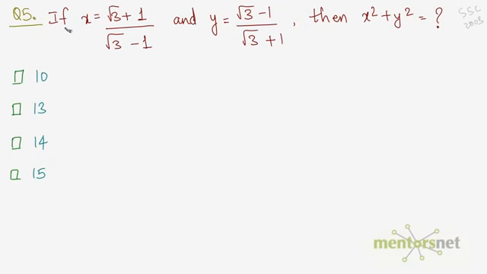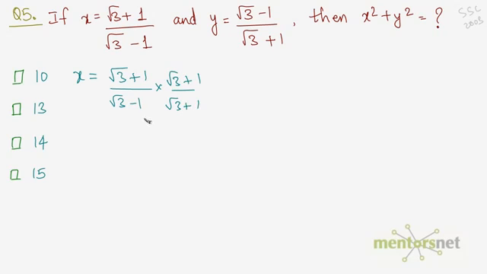And finally, the 5th question. What is the value of x square plus y square if the values of x and y are given? Let us first simplify x and y by getting rid of their denominators. So we can write x as equal to root 3 plus 1 upon root 3 minus 1. I'll multiply the denominator and the numerator by root 3 plus 1. So times root 3 plus 1 upon root 3 plus 1.